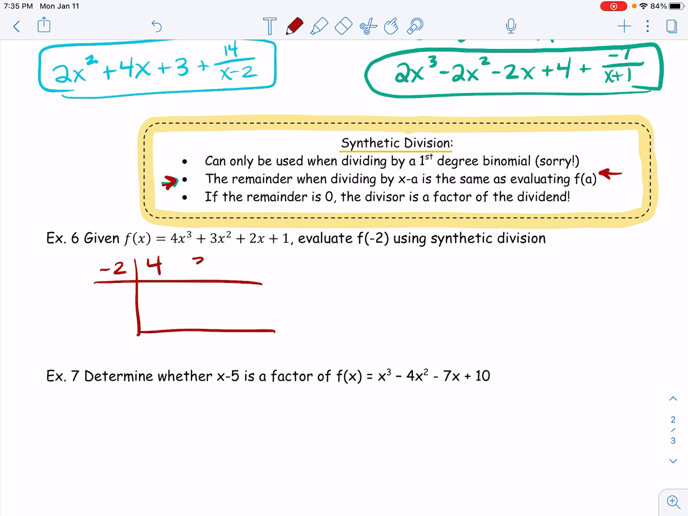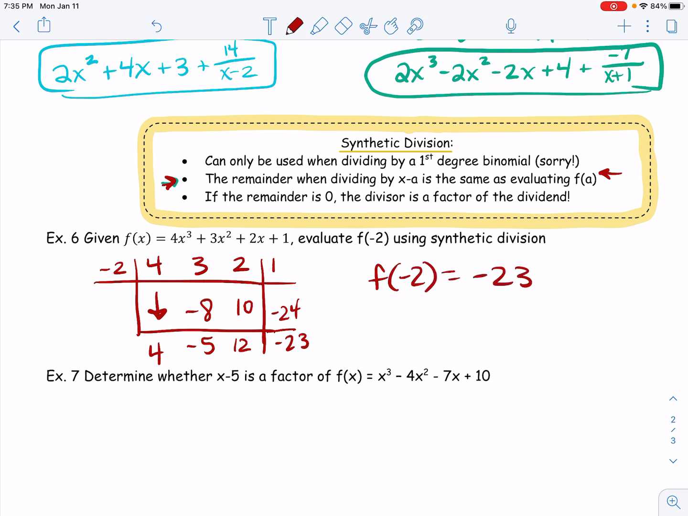4x cubed, 3x squared, 2x, and 1. So here we have it. Drop down the first number, multiply, add, multiply, add, multiply, add. So f of negative 2 is equal to negative 23. You don't believe me? Let's try it the other way. 4 times negative 2 cubed plus 3 times negative 2 squared plus 2 times negative 2 plus 1. Negative 2 cubed is negative 8. Negative 8 times 4 is negative 64. Is that right? Negative 64?